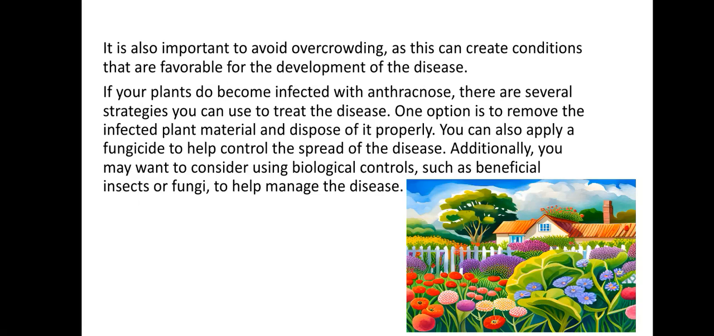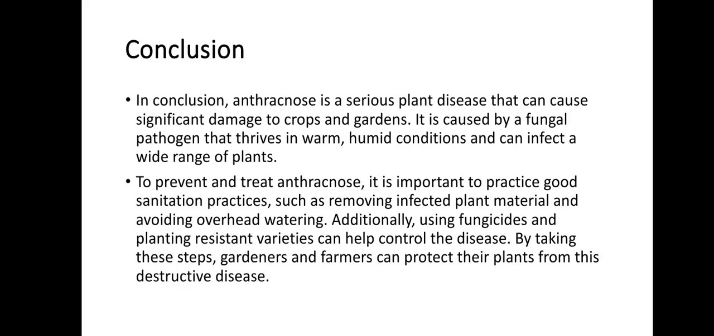If your plants do become infected with anthracnose, there are several strategies you can choose to treat the disease. One option is to remove the infected plant material and dispose of it properly. Second, you can also apply fungicides to help control the spread of the disease. Third, you may want to consider using biological control such as beneficial insects or fungi to help manage the disease. Conclusion.